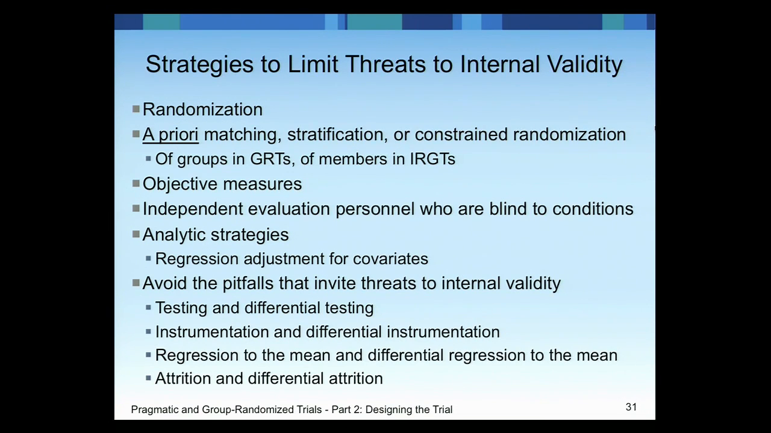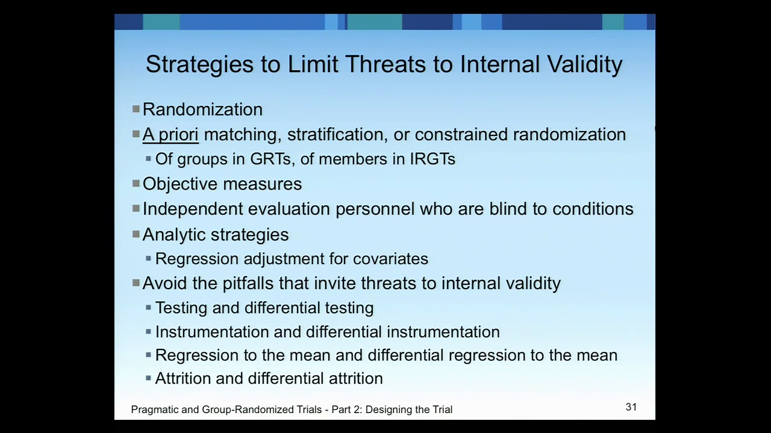So we're matching or stratifying or constraining the randomization on groups in group randomized trials, on members in individually randomized group treatment trials. Another strategy that we can use is to use objective measures and not rely on self-report data. This is something that I recommend strongly. We rely on self-report data only when we have to and try as much as possible to use objective measures. We also try to separate the evaluation staff from the intervention staff and only collect data from staff who are blind to the study conditions that each group has been assigned to.